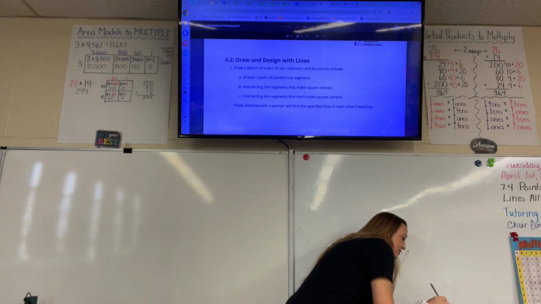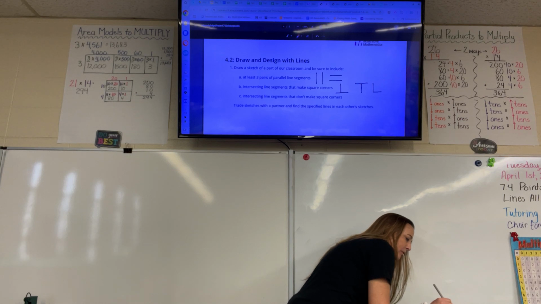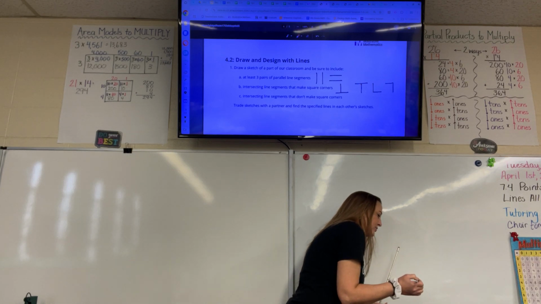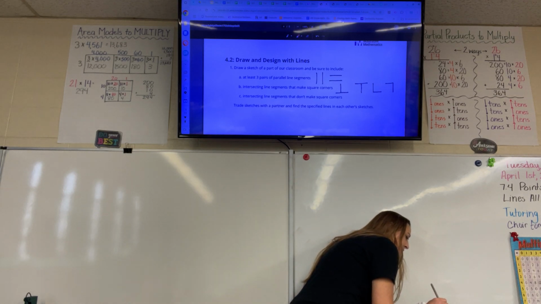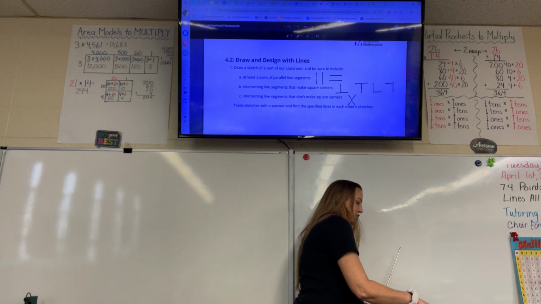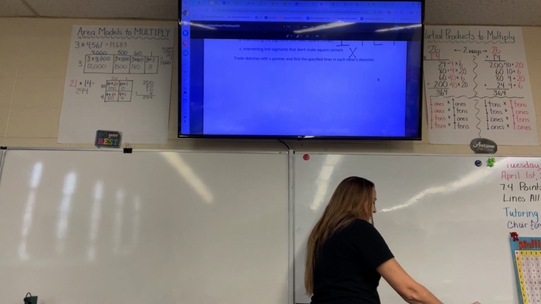So parallel lines are going to look like this. If you're having trouble figuring out what they look like, they're going to look like this. Parallel lines, or they can look like this. Intersecting that make square corners are going to look like this, or like this, or they're going to look like capital L's. Those are all intersecting lines that make square corners. And then intersecting lines that don't make square corners would be like an X shape, okay?